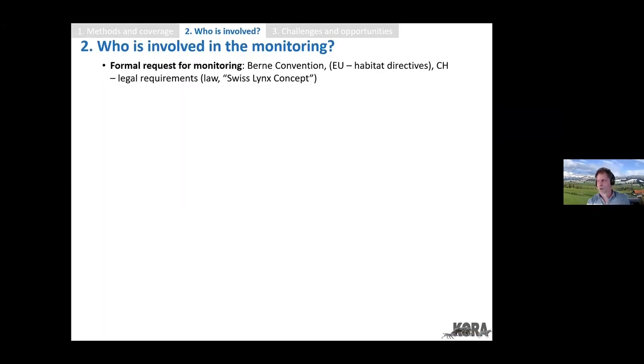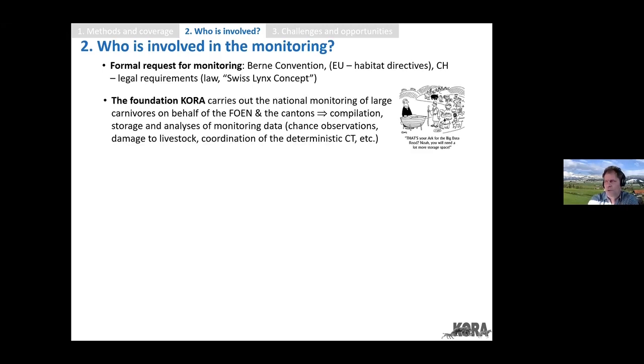So now, who is involved in the lynx monitoring in Switzerland? As John also mentioned, there is a formal request of the Bern Convention for Switzerland. We are not part of the EU, but also the Habitats Directive. And in Switzerland, we have also legal requirements like the hunting law and the Swiss lynx concept. The foundation KORA carries out the national monitoring of the large carnivores on behalf of the Federal Office of Environment and the cantons. We are compiling, storing, and analyzing all the monitoring data.